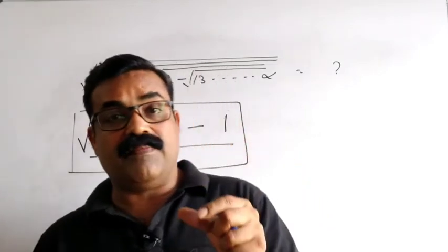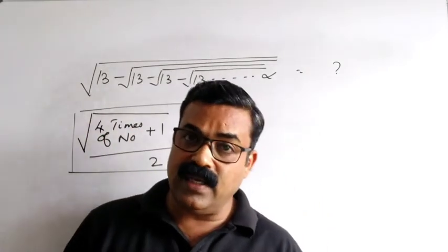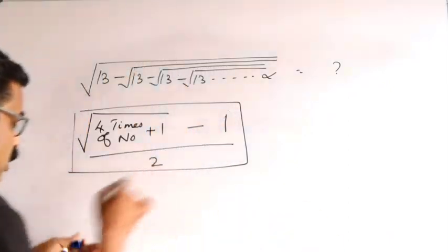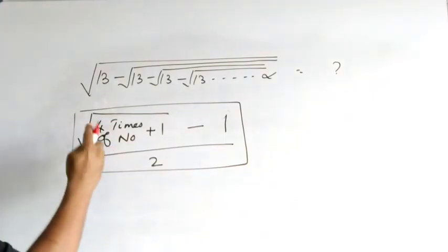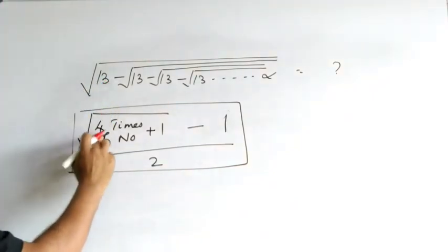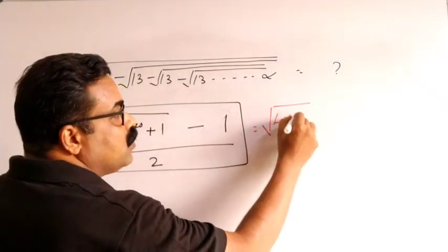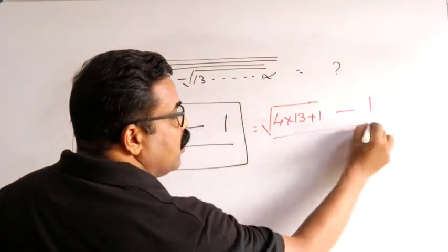If the question is in plus, formula also will be in plus. If the question is in minus, formula also will be in minus. So here accordingly you can write the answer. So what will be the answer? 4 times of the number. So 13 is the given number. 4 times of 13. So under root 4 into 13 plus 1 minus 1 divided by 2.